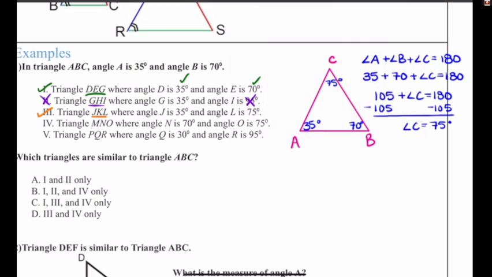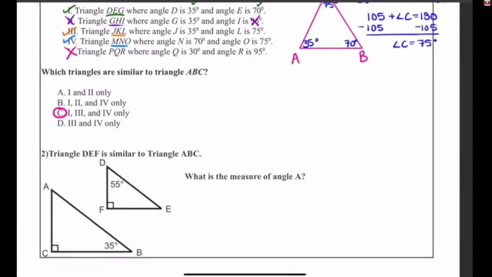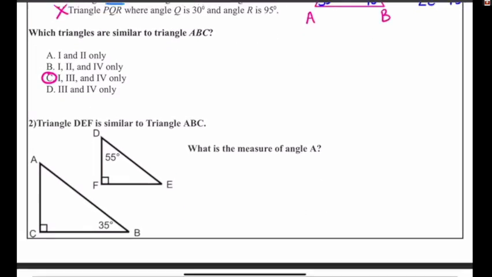We have M, N, and O, same order. Check. Is N 70? Yes. Is O 75? Yes. This one works as well. And then finally, the last statement, you can already tell it's not going to work because angle Q is 30. Q is over here. Q should have been 70, which means that the last statement is no good. So now our final answer here should be C. Triangles 1, 3, and 4 are similar to triangle ABC.